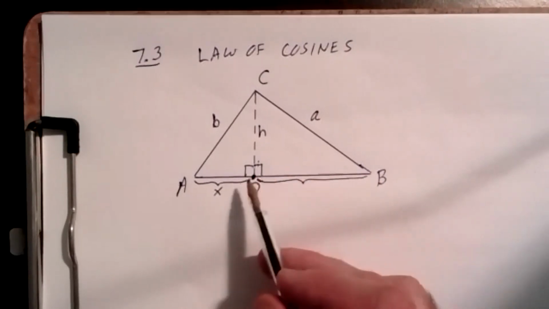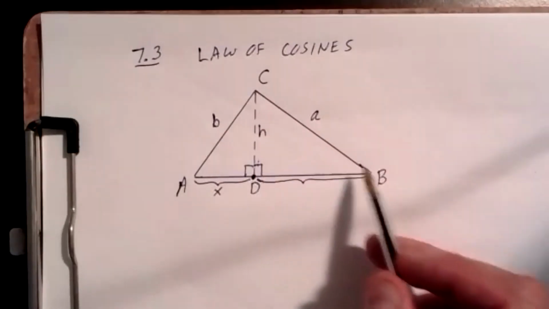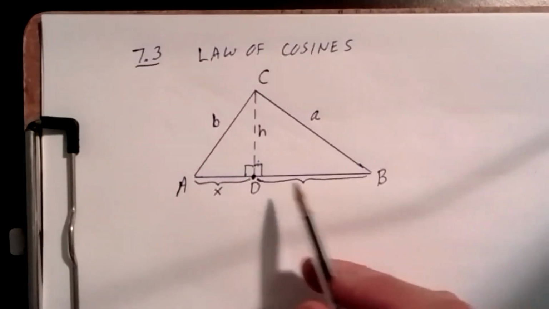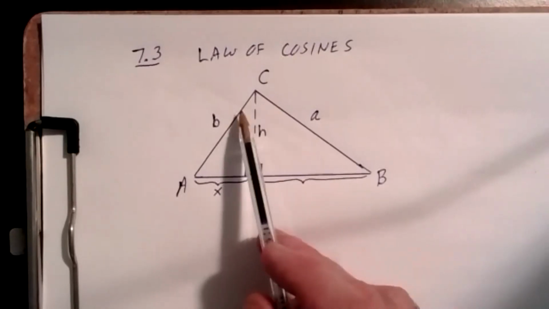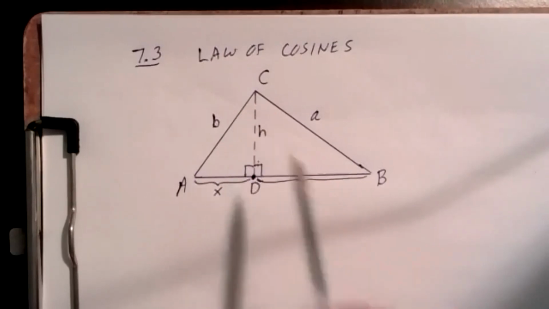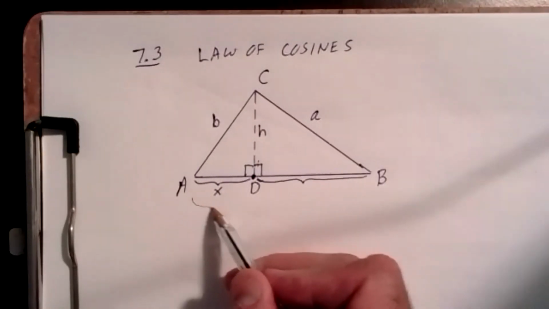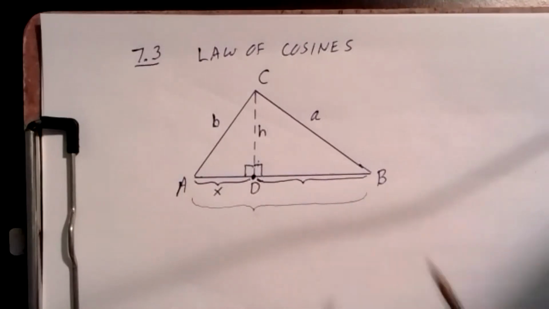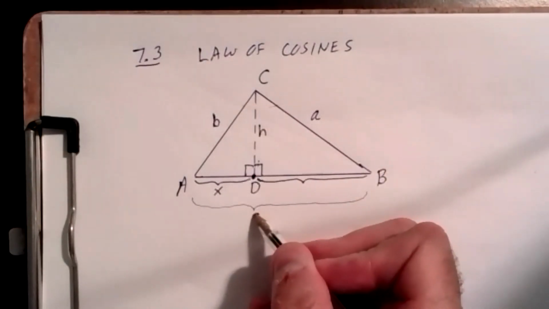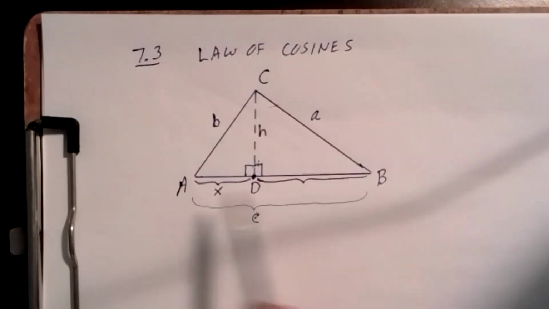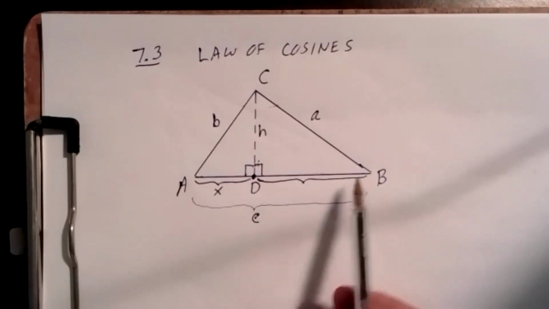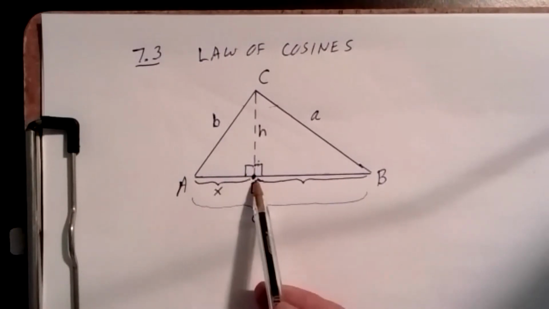For a right triangle BDC, what could I use here? Remember, what side do we label opposite angle C? It's side of what length? In other words, what is this entire length here? Opposite angle C is side of length C. So what would be the length of DB here? Anybody? If AB is C units in length, and AD is X units in length, what would be the length of DB?